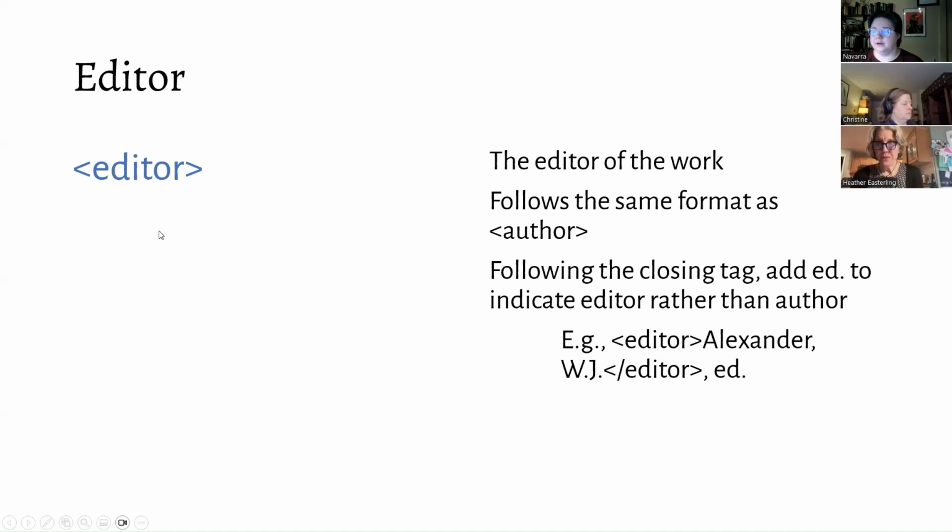If the work you're citing doesn't have an author, maybe you're citing by editor, you're going to use the editor tag instead. Same format as author, just like standard MLA 7. And you're going to add a comma, ed, following their name. So kind of like this, you've got an editor tag with their name, last name, comma, initials, period is inside because we're using initials here, and then comma, ed, period.